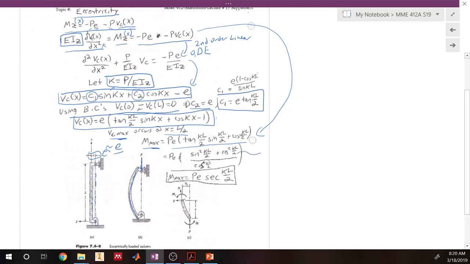this equation here, where we have a sine squared plus a cosine squared term. We know that's equal to 1, and that 1 is over a cosine term, which is equal to secant. That's how we end up getting our maximum moment equation equal to the force times the eccentricity times that secant term.